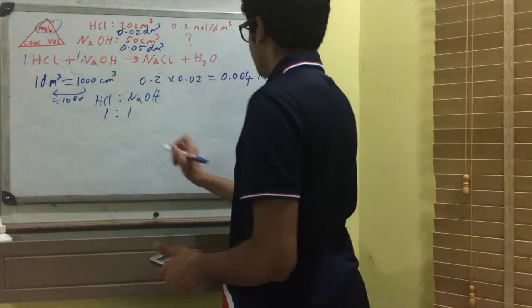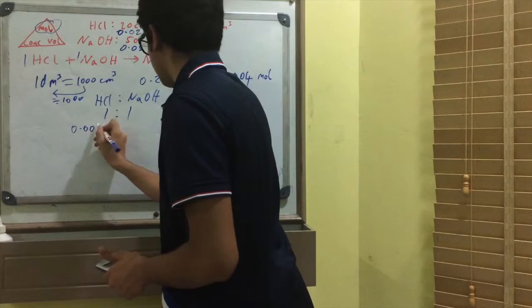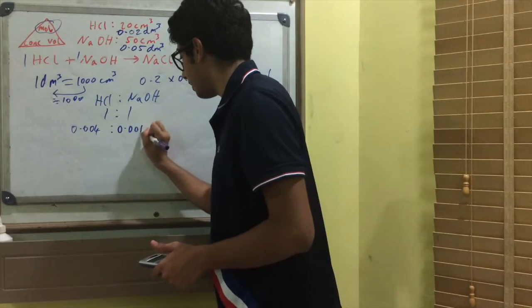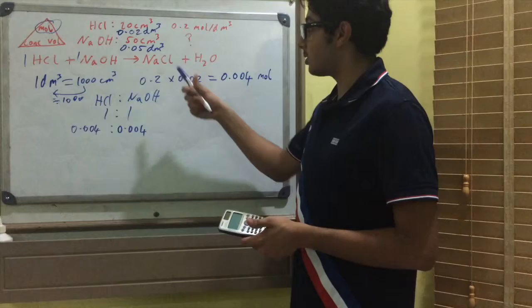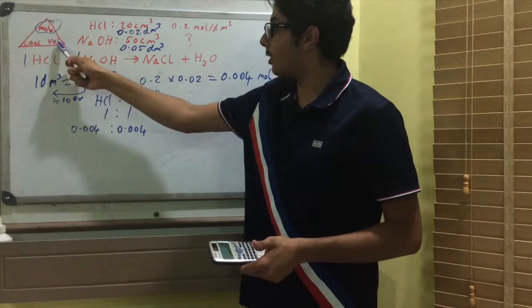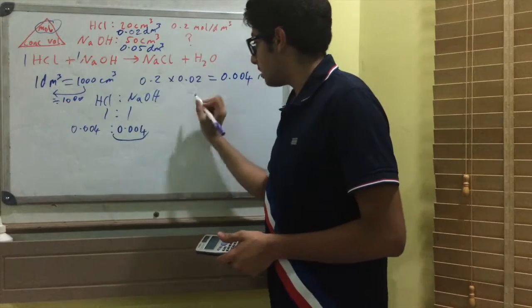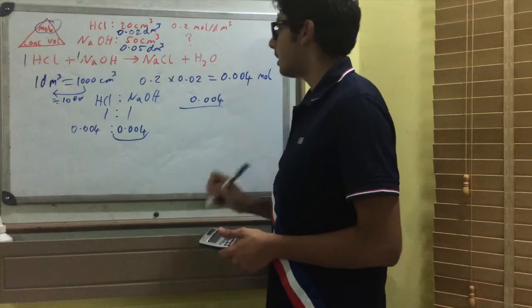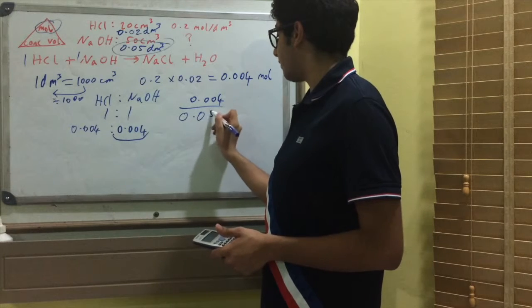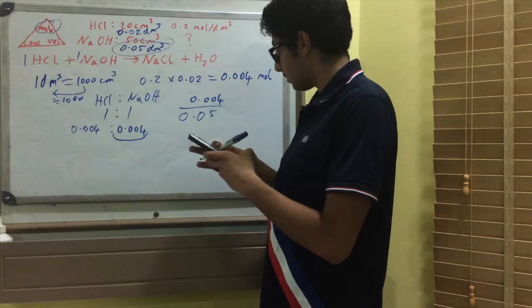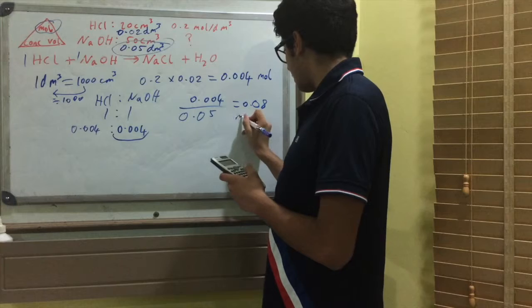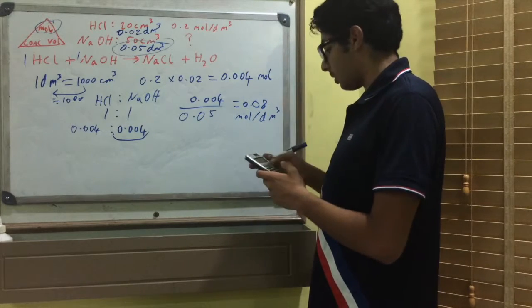And what's the ratio of hydrochloric acid to sodium hydroxide? 1 to 1. So if hydrochloric acid has 0.004 moles, ratio is 1 to 1. Sodium hydroxide also has 0.004 moles. Now I have enough information for sodium hydroxide to calculate its concentration. Concentration is moles over volume. We've calculated the amount of moles. So 0.004 moles divided by the volume, which we have converted to decimeters cubed, 0.05, is going to give you 0.08 moles per decimeters cubed for the concentration.